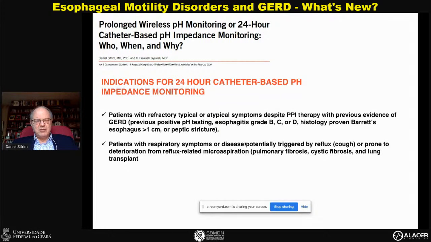Second indication, patients with respiratory symptoms or a respiratory disease that is potentially triggered by reflux. For example, cough, or a respiratory disease that is prone to deterioration from reflux-related microaspiration. This is very typical in pulmonary fibrosis, cystic fibrosis, and after lung transplantation. In these cases, the best technique is impedance-pH metry rather than pH metry, because non-acid reflux is very commonly aspirated.